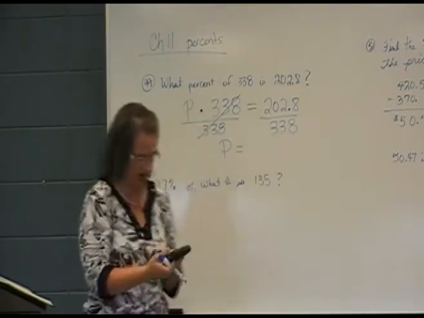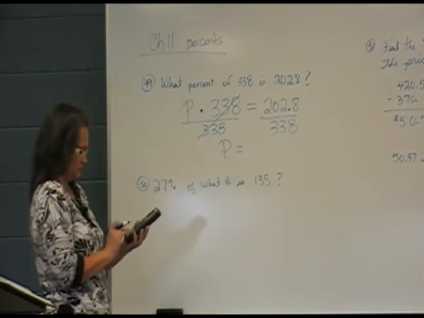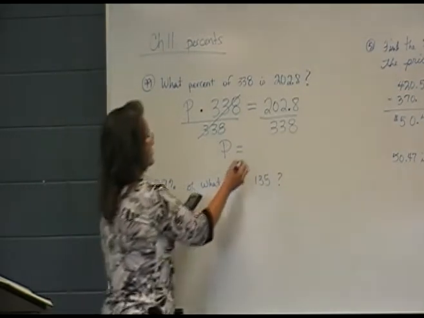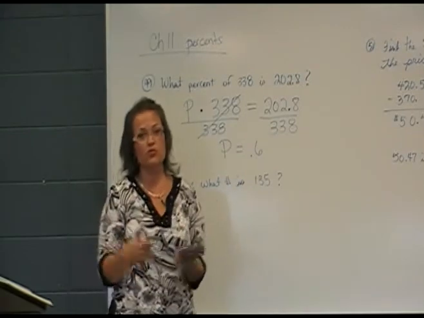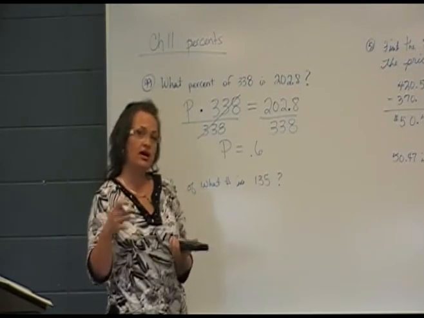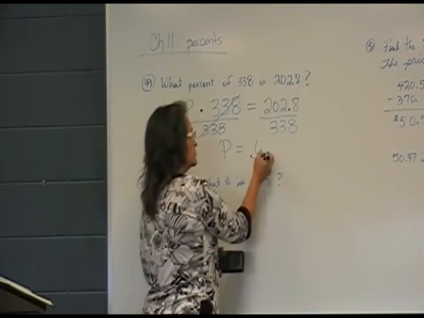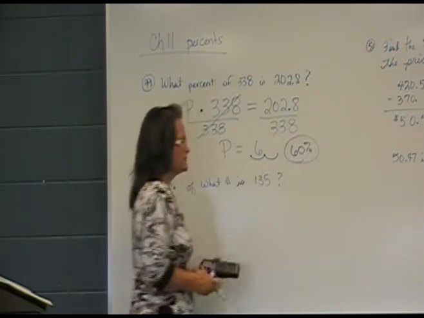So we'll punch this in our calculator. And that gives me 0.6. Now this is in its raw form, its decimal form, so it's not in percent form yet. So we'll need to move the decimal to the right to add the percent sign. So over 2 places makes that equivalent to 60%.